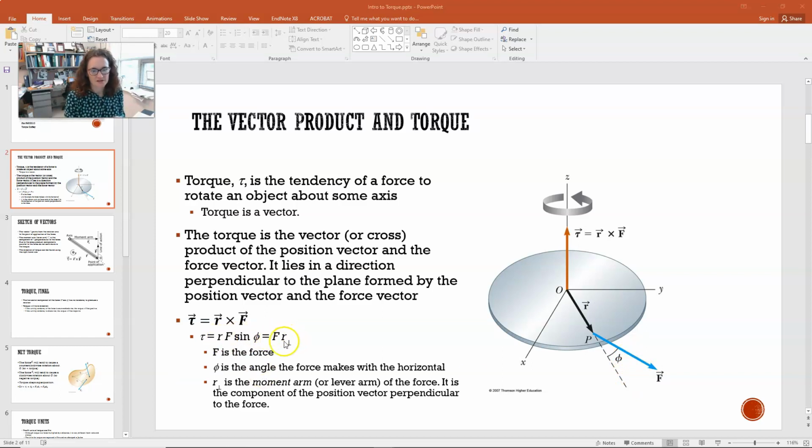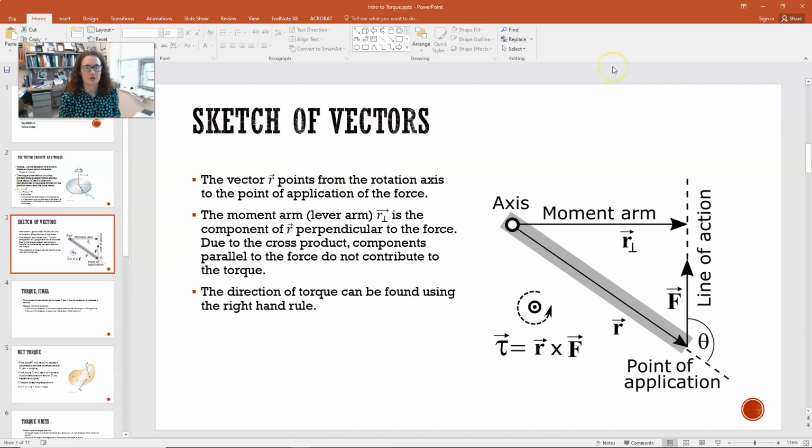And RF sine of phi is equal to F times R perp. This little symbol down here at the bottom indicates the perpendicular. Now, R perp, that's the moment arm or the lever arm, and it's equal to R sine of phi. What it is, it's the component of the position vector that's perpendicular to the force, and only components of the position vector perpendicular to the force will have a tendency to create torque. I've got a better sketch of it here.